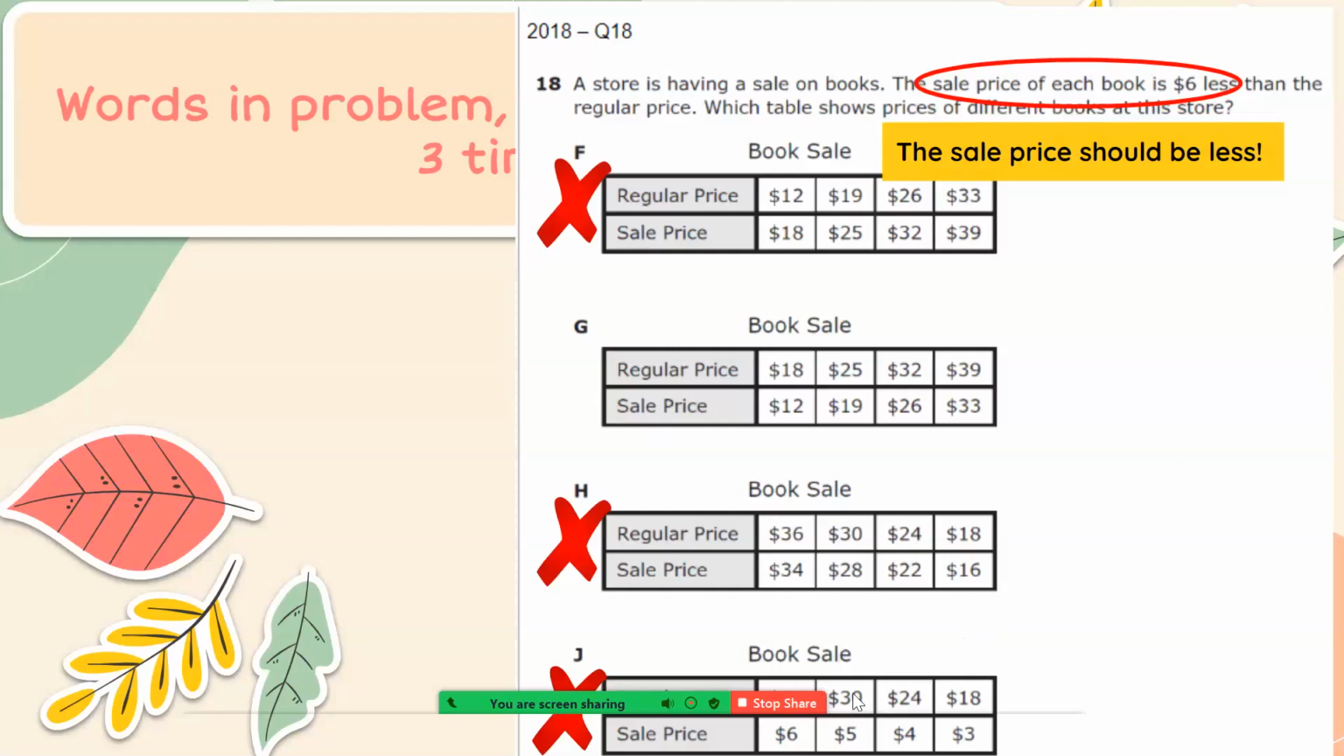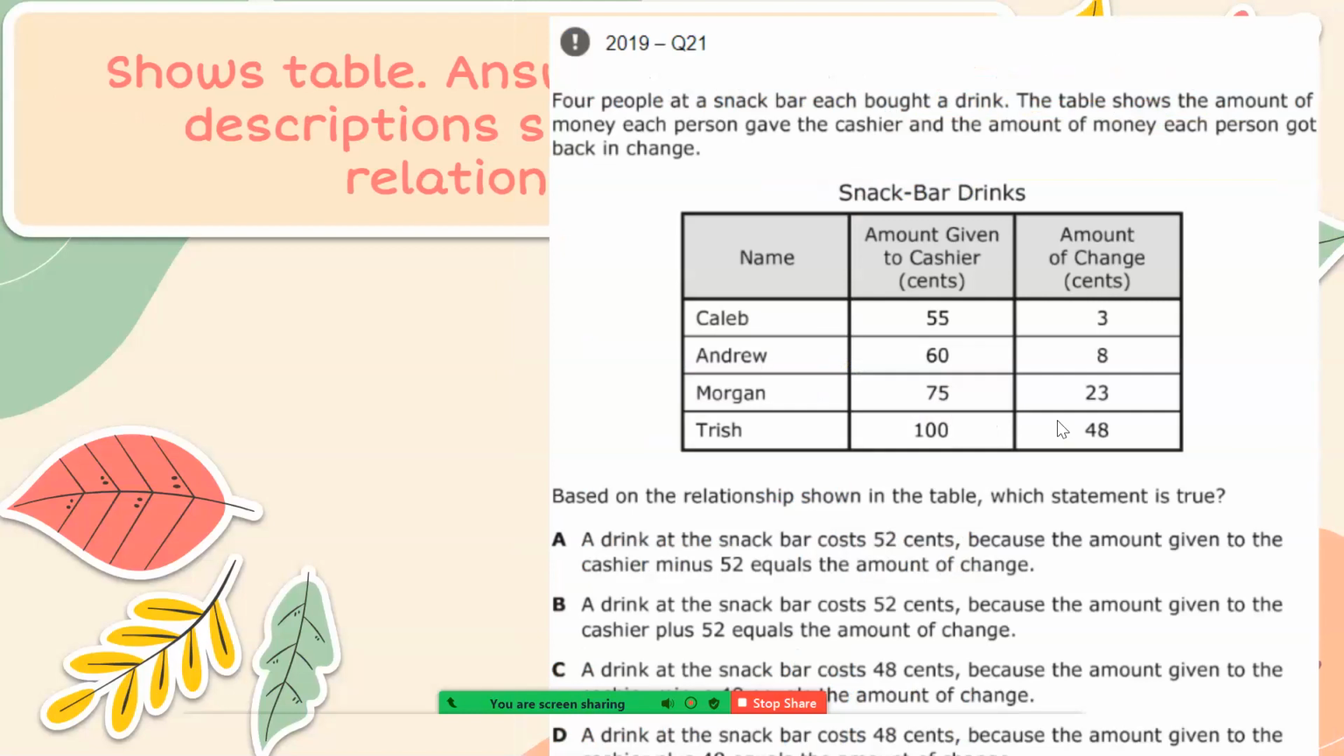This one, oh my goodness. This is 30 and 5. That's not $6 less. That's way less. So I know that can't be right. What about this one? 18 minus 6, does that give me 12? What about 39 minus 33? Oh my goodness, it looks like it works for all of them.